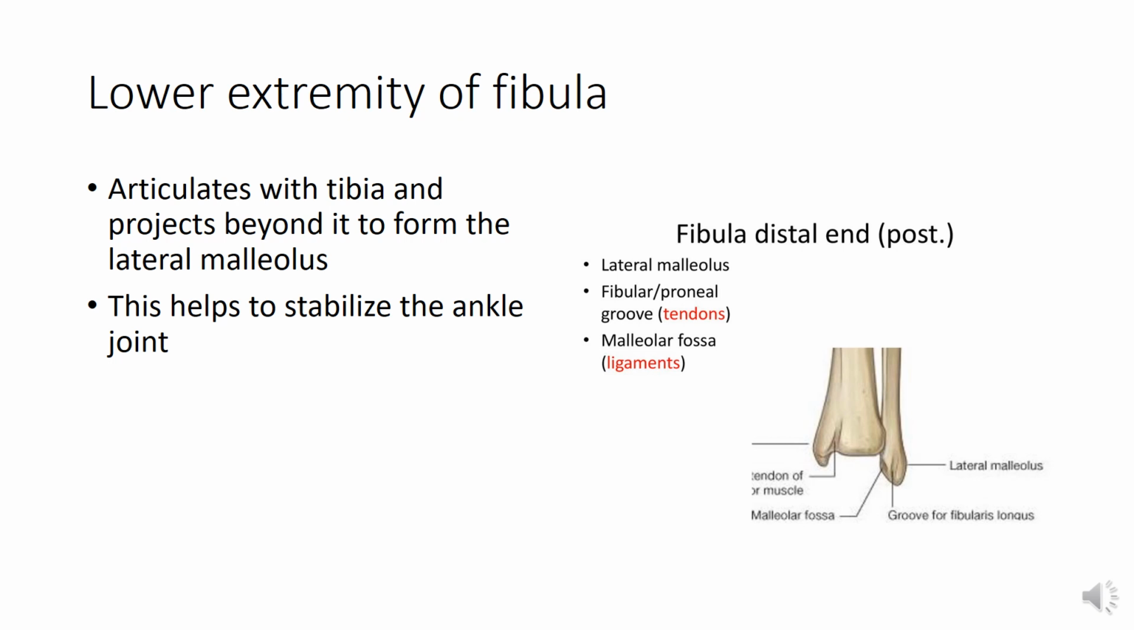So this is the lower end of the fibula. It is articulating with the lower end of tibia, and its lateral margin is projecting downward to form the lateral malleolus. This helps to stabilize the ankle joint.